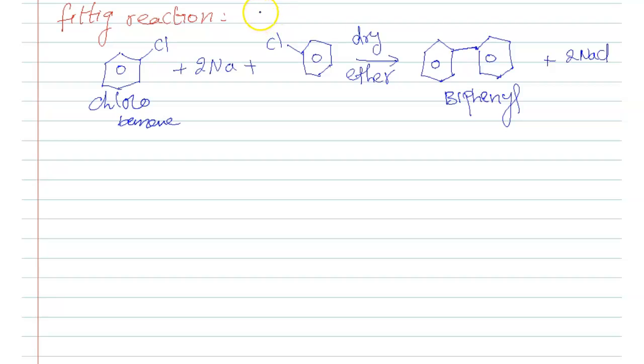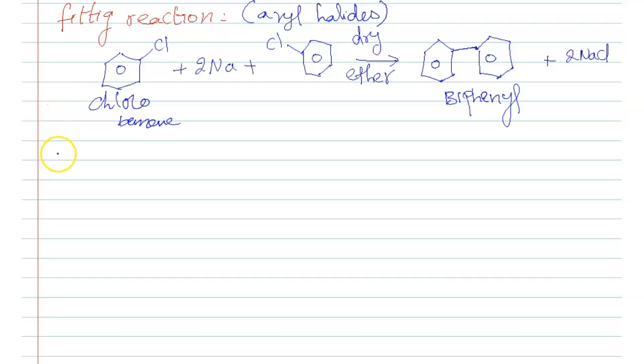So here I am writing in brackets with the aryl halides. Only aryl halides use Fittig reaction. So what is the difference between Wurtz and the Fittig reaction? In case of alkyl halides reacting with sodium in dry ether, it gives Wurtz reaction. And aryl halides reacting with sodium in dry ether forms Fittig reaction.